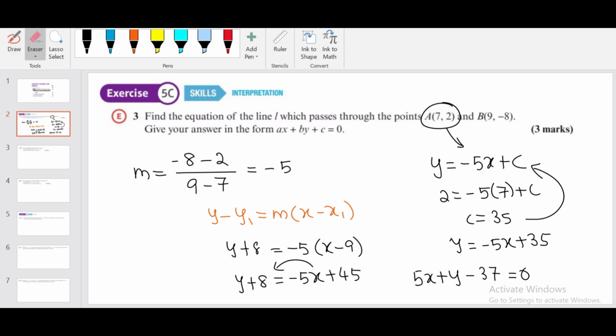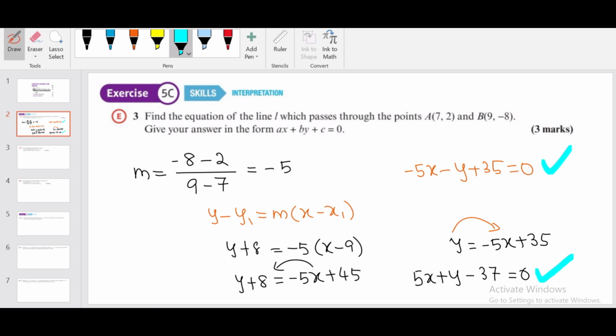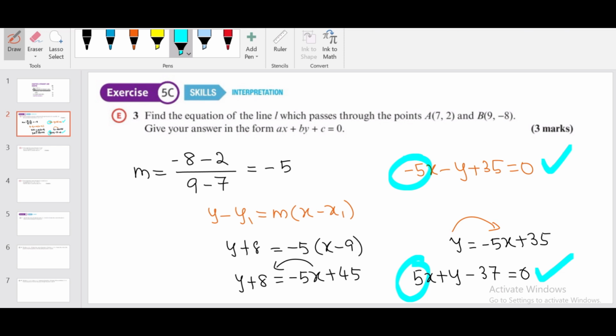Now, there is one more thing I wanted to explain here. Once you reach this step, you can in fact put the y to the other side also and write it this way. Minus 5x minus y plus 35 is equal to 0. Both are correct answers, because in the question they are going to mention a, b, c are integers. So integers can be a positive integer or a negative integer. I like to keep it this way, just the x as positive.